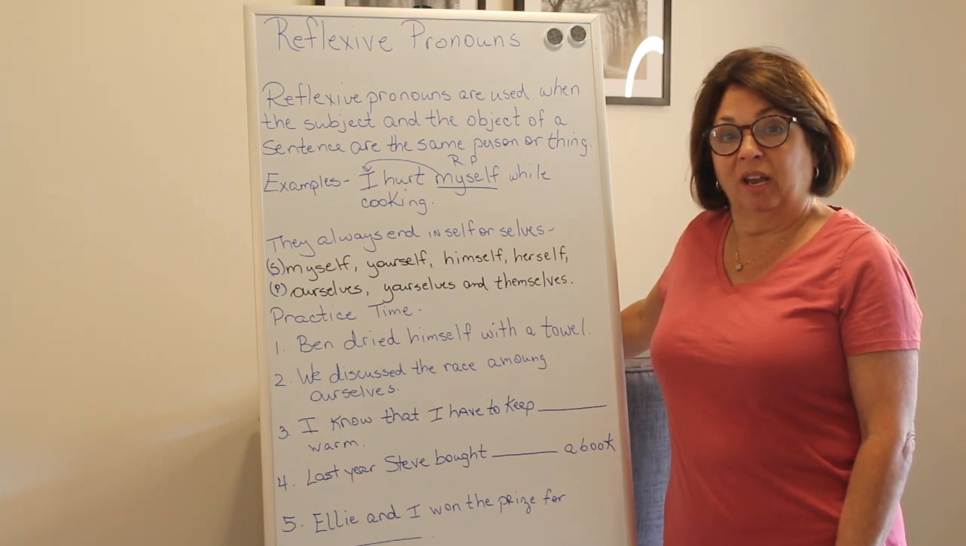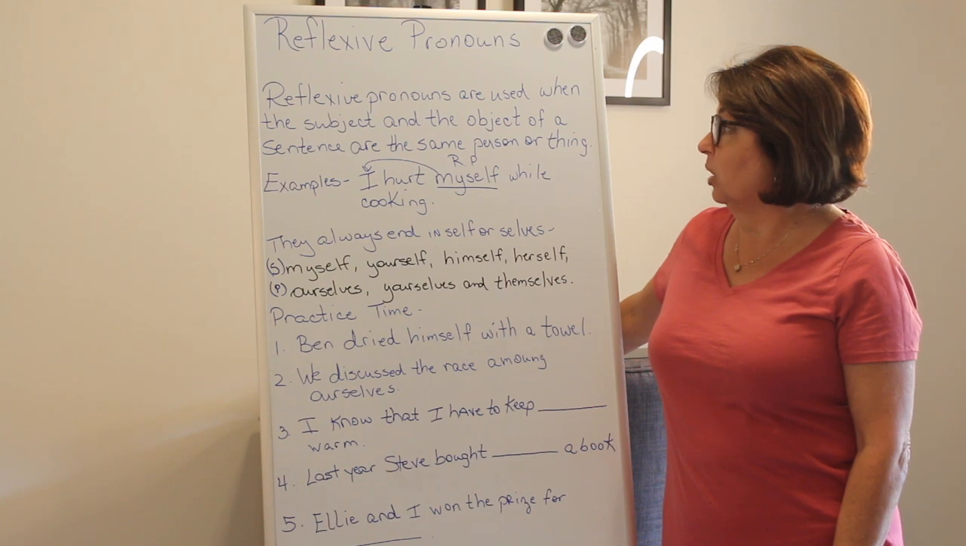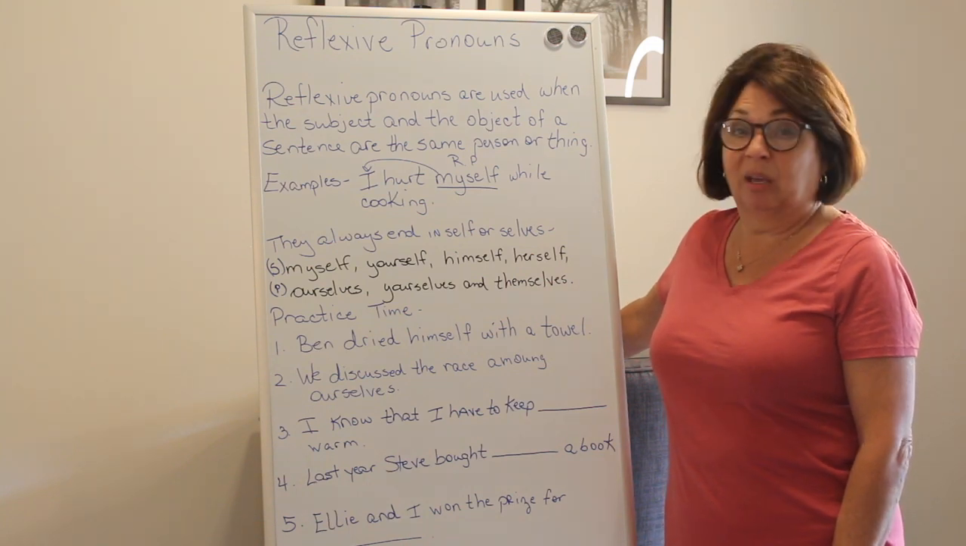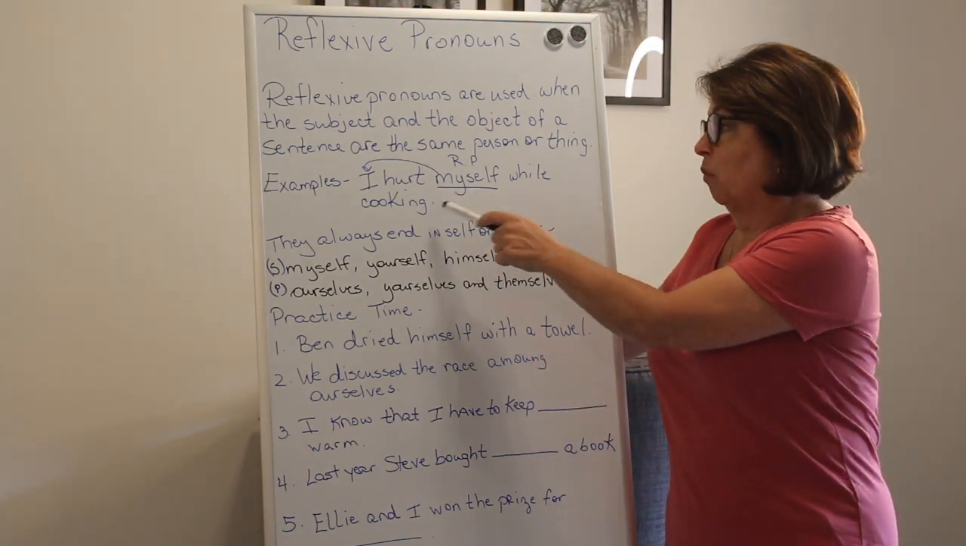Today we're going to be talking about reflexive pronouns. Reflexive pronouns are used when the subject and the object of a sentence are the same person or thing. Let's look at an example. I hurt myself while cooking.